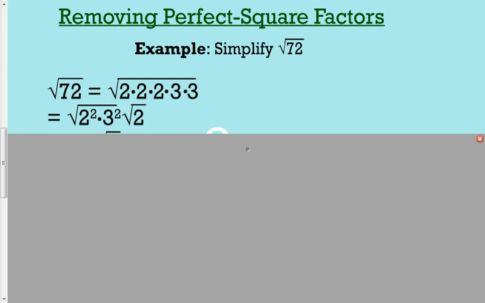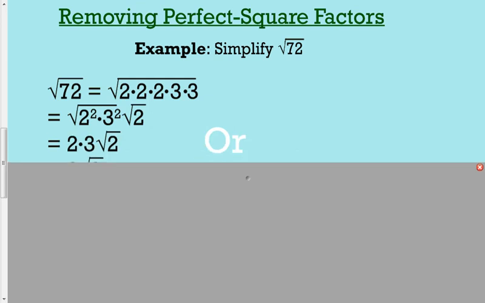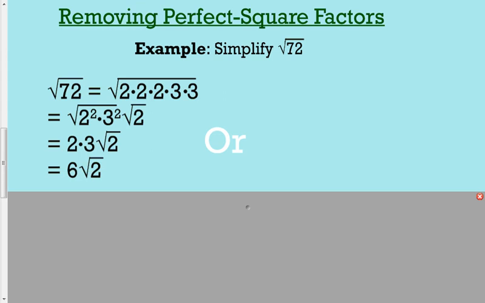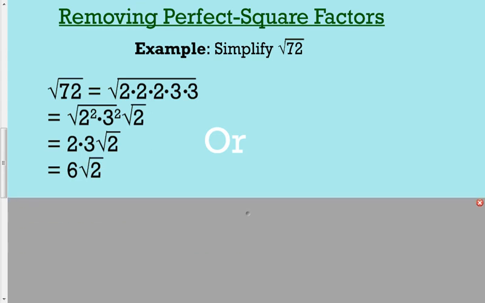The square root of 2 squared is 2, the square root of 3 squared is 3, and if you multiply those together, you get 6, and then times the square root of 2, or 6 square roots of 2. Now, what I like to do is this type of factor tree.